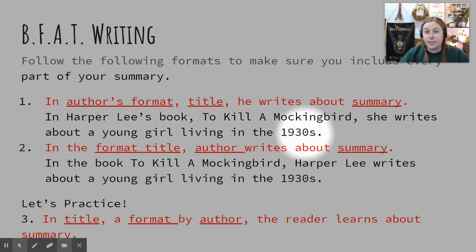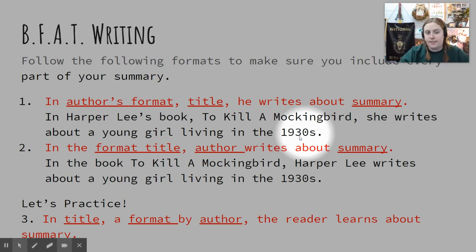Again, that wasn't extremely detailed. For your introduction, it's just a very brief overview. It's as if somebody were to ask you on the street, hey, have you read To Kill a Mockingbird? What could be a 1 to 2 sentence summary that you could wrap up for them? That yes, I read it, this is kind of what it's about. That's what the BFAT statement is for.